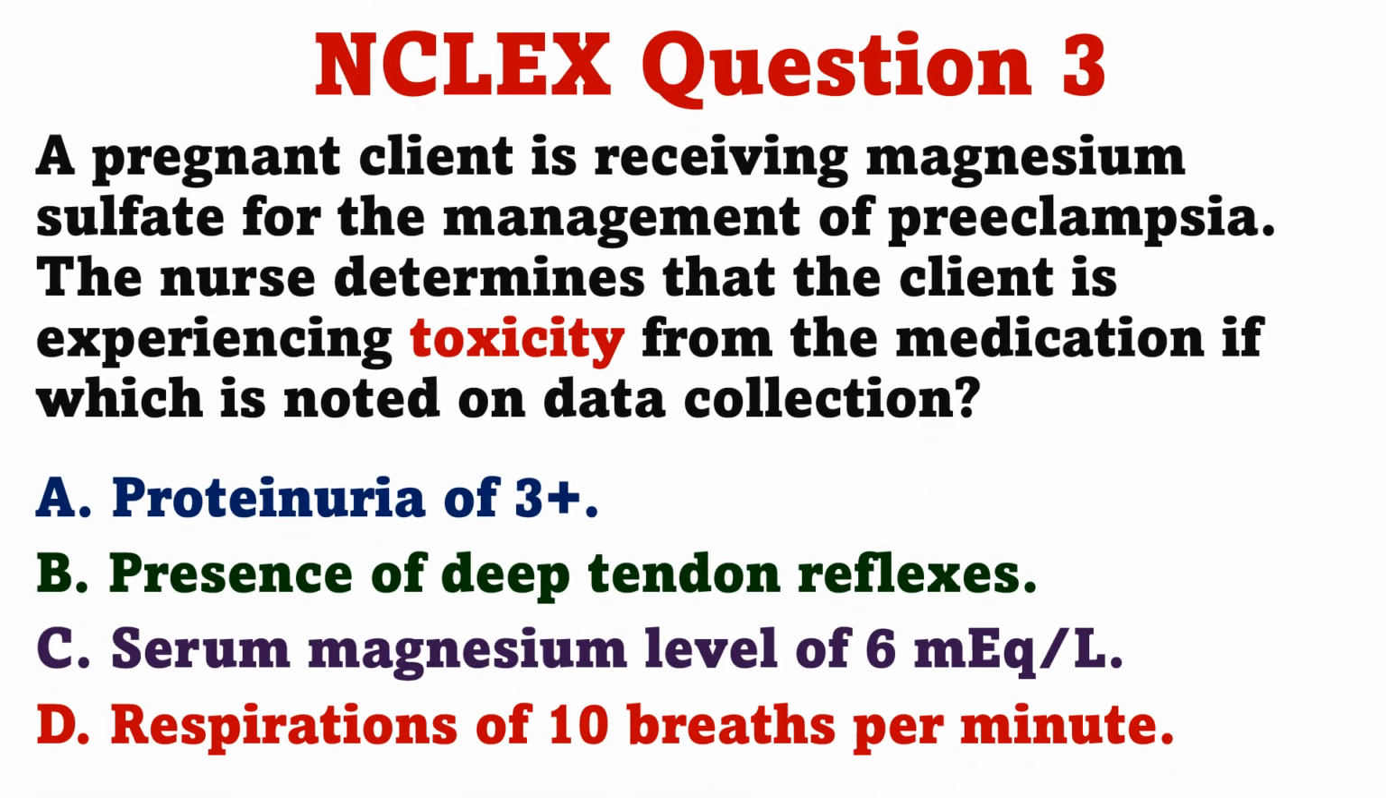Question 3. A pregnant client is receiving magnesium sulfate for the management of preeclampsia. The nurse determines that the client is experiencing toxicity from the medication if which is noted on data collection. A. Proteinuria of 3+. B. Presence of deep tendon reflexes. C. Serum magnesium level of 6 milliequivalents per liter. D. Respirations of 10 breaths per minute.